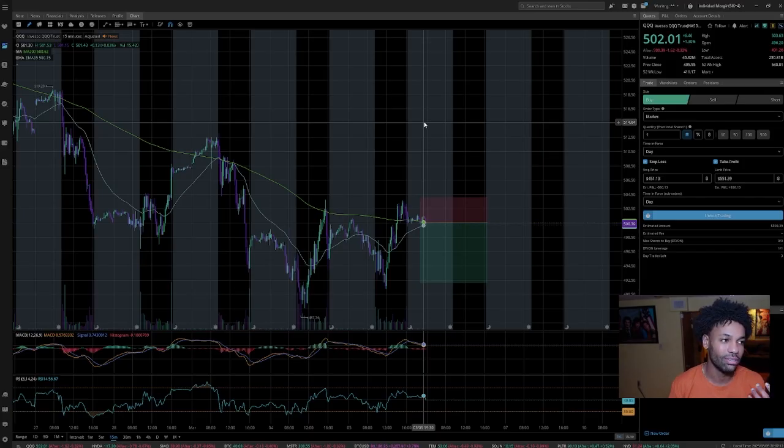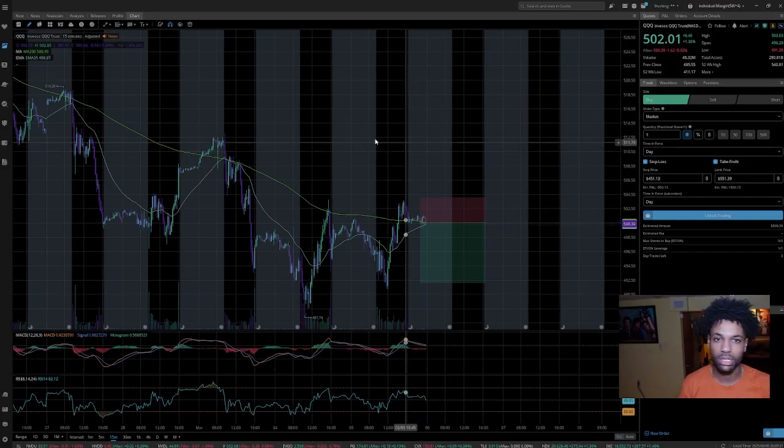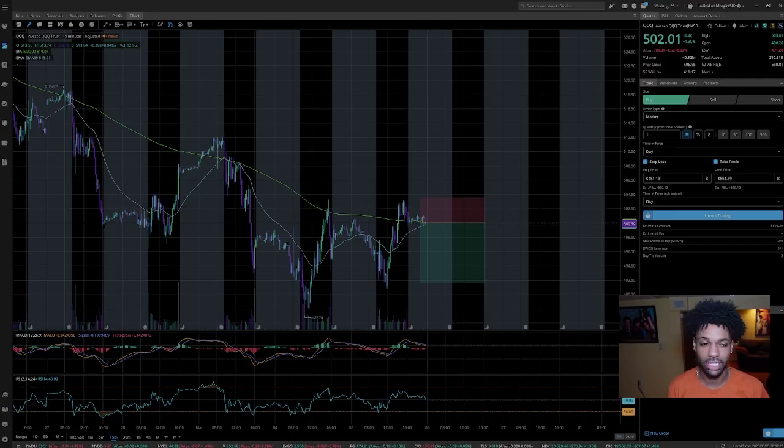I only trade NVIDIA. Sometimes I trade options on QQQ, but that's really it. I keep it simple. I don't overcomplicate it. So I'll keep you guys updated on the trade that I take tomorrow. I'm trying to flip my account from 300 to 1,000. Right now we're at 487.